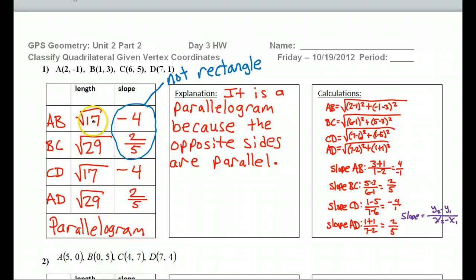And as far as the rhombus, we can just put a circle around these two as an example of two sides that are not congruent. And we can just write over here and say not rhombus. Okay, I think that's the best thing to do. So here's our explanation. Don't forget to indicate how you know that it's not a rectangle and not a rhombus.